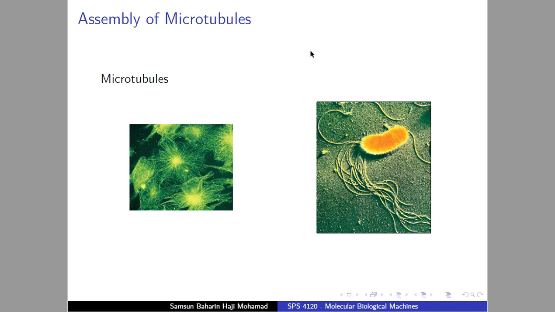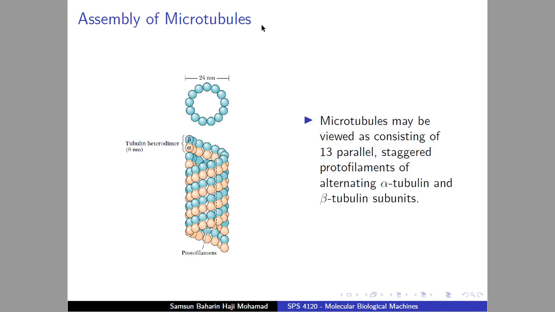Okay, so these are the examples. So this line is the microtubule, and this one is also the microtubule. These are for flagella, and these are the shapes. Microtubule may be viewed as consisting of 13 parallel but staggered protofilaments of alternating alpha tubulin and beta tubulin. Here we can see alpha is the red thread, beta is the blue thread. They combine together to become this microtubule.